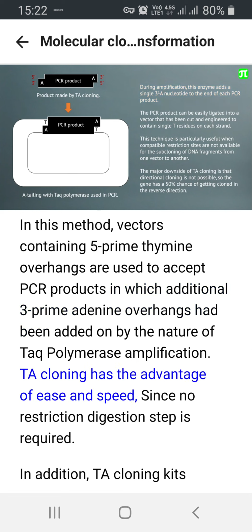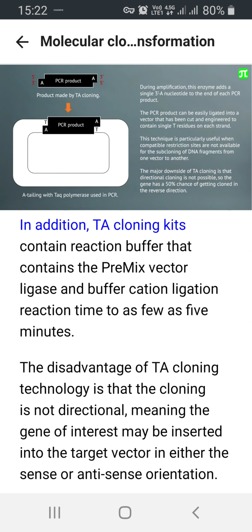TA cloning has the advantage of ease and speed since no restriction digestion step is required. In addition, TA cloning kits contain reaction buffer that contains the premixed vector, ligase, and buffer, cutting ligation reaction time to as few as 5 minutes.